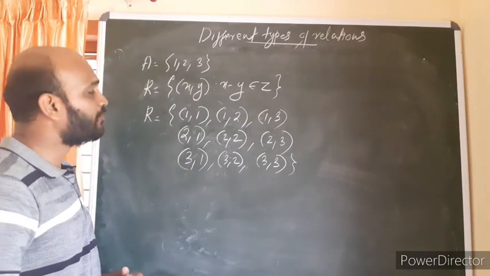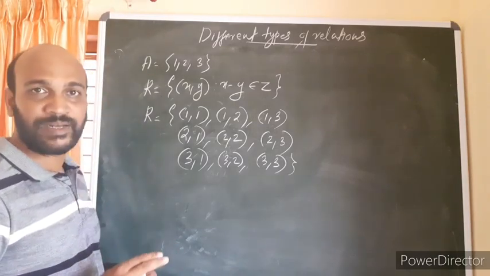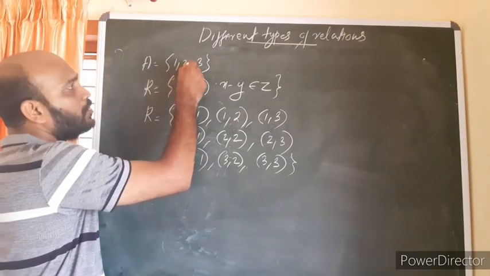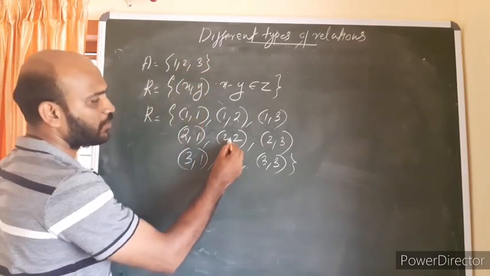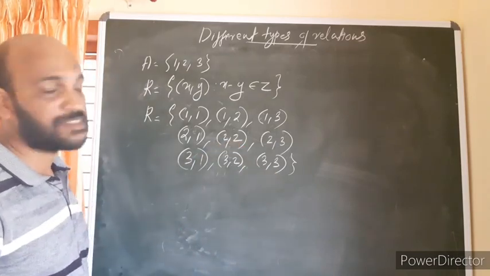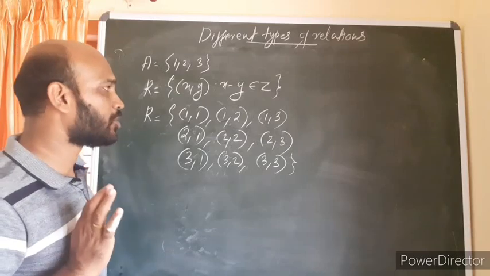Now verify whether R is reflexive, symmetric, and transitive. If it is reflexive, there should be (1,1), (2,2), and (3,3). (1,1) is here, (2,2) is here, (3,3) is here. So it is reflexive.